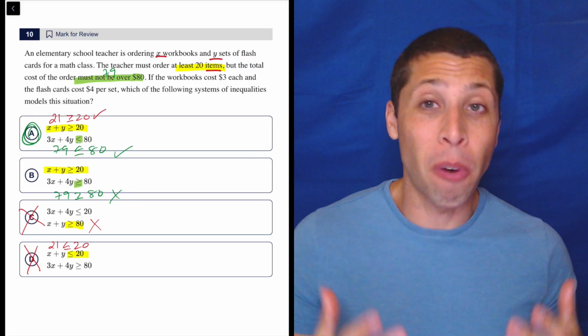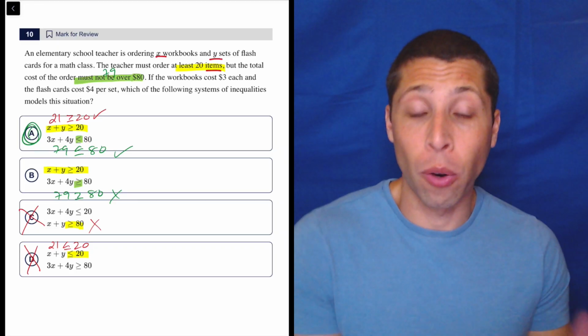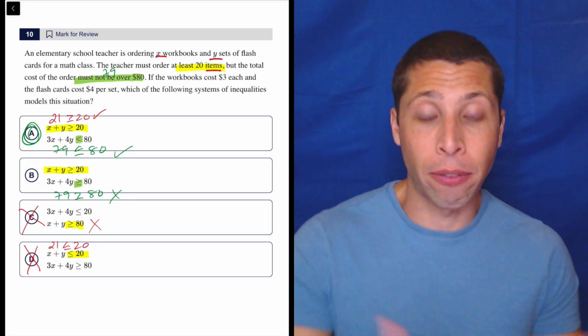But other than that, just remember, the choices give you information. The choice is basically the question. What's changing in those choices? Go look for that information in the story.